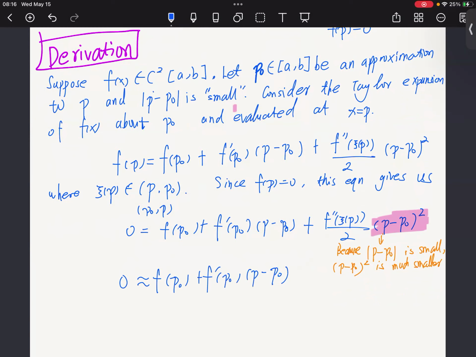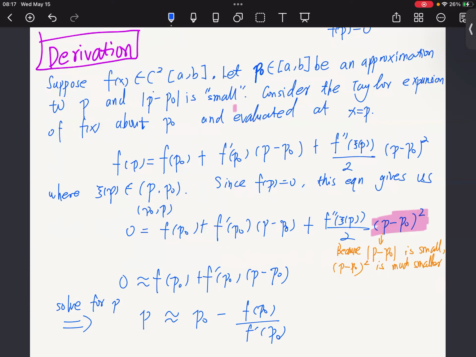And this is approximately equal to 0. Let's solve for p. If we solve for p, we get p approximately equals p0 minus f(p0) over f prime(p0). And this is the formula.